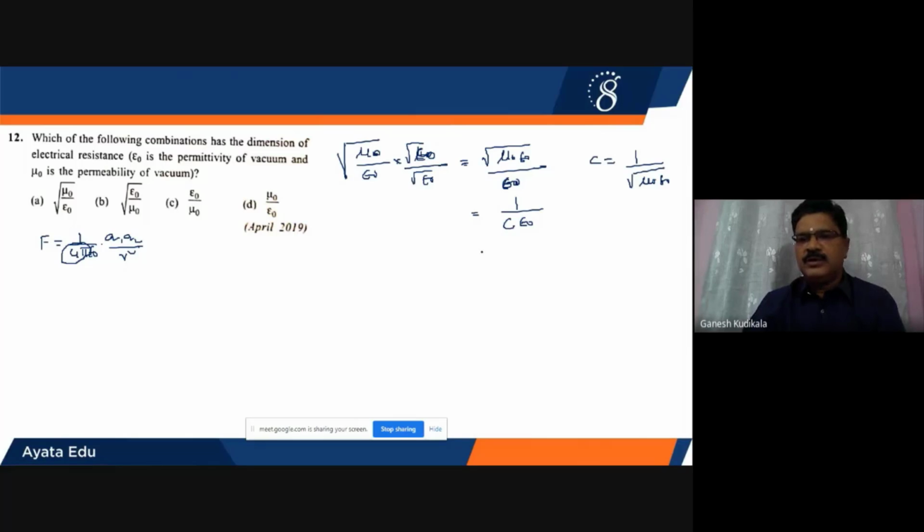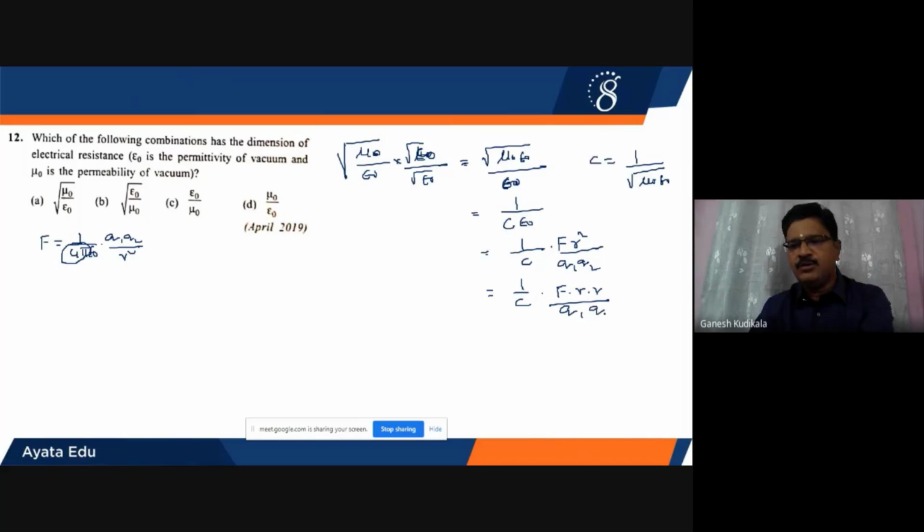So this can now be written as 1 by C into, with 1 by epsilon naught replaced, F into R square divided by Q1 into Q2. This formula is in terms of force, distance and charges. It is now written as 1 by C into force into distance divided by Q1 into Q2. Force into distance is work done. Work done per unit charge is potential. So here I can write 1 by C into potential into R divided by charge.